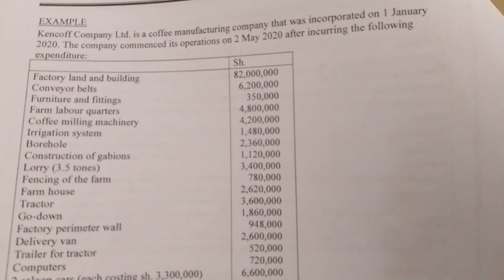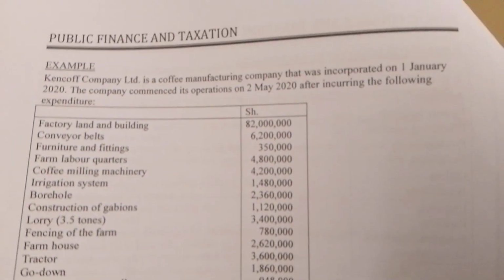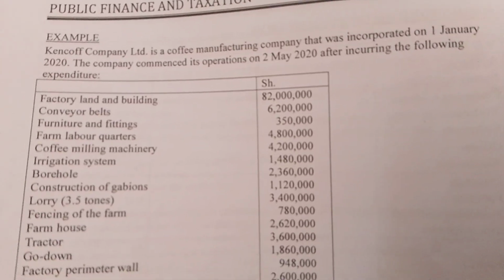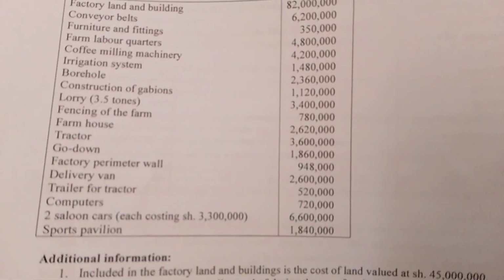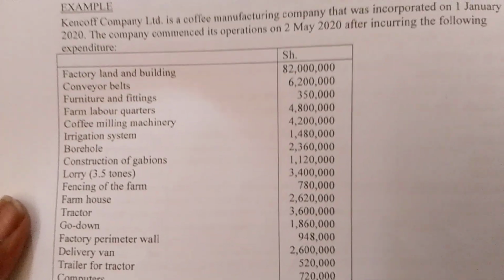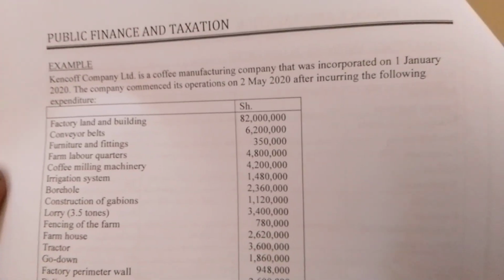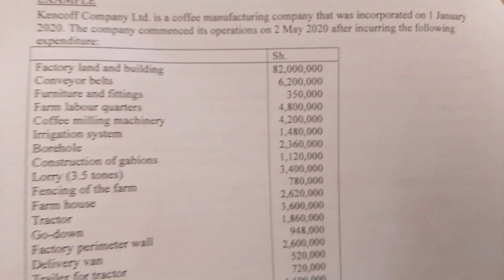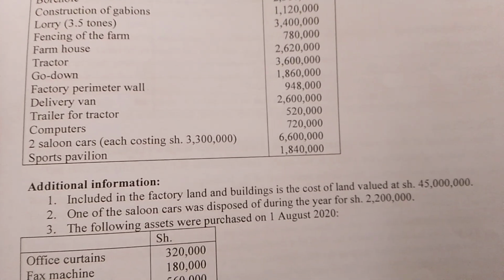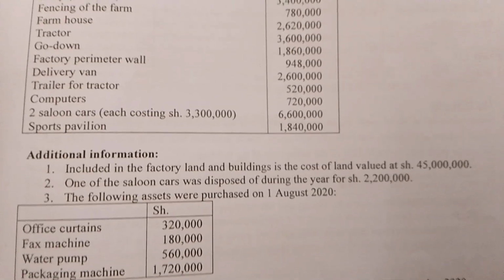207, Kenkov Company Limited. That's where the question starts. The items are being given there. The question starts from there.